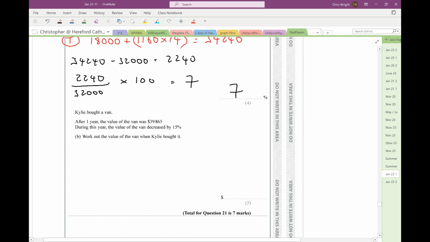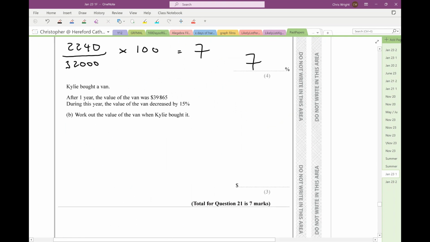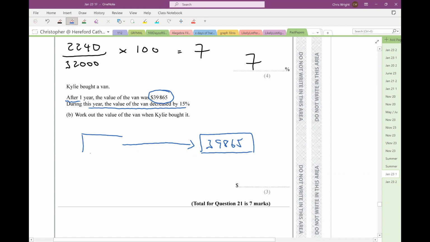Kylie bought a van. After 1 year, the value of the van was that much. During this year, the value of the van had decreased by 15%. Work out the value of the van when she bought it. So we're being told the amount after the percentage change, aren't we? After the percentage change, it's 39865. So here's the amount at the start.